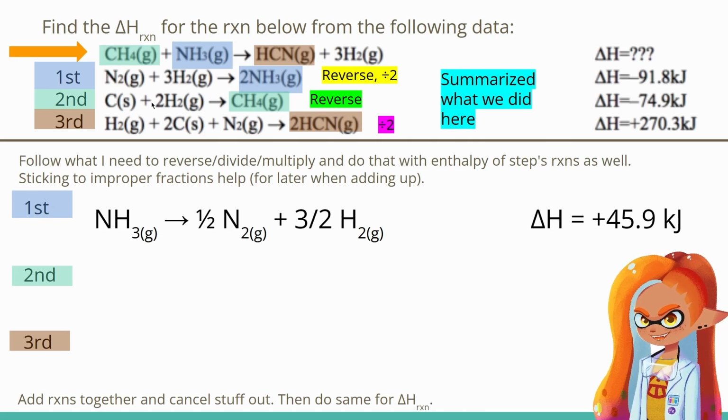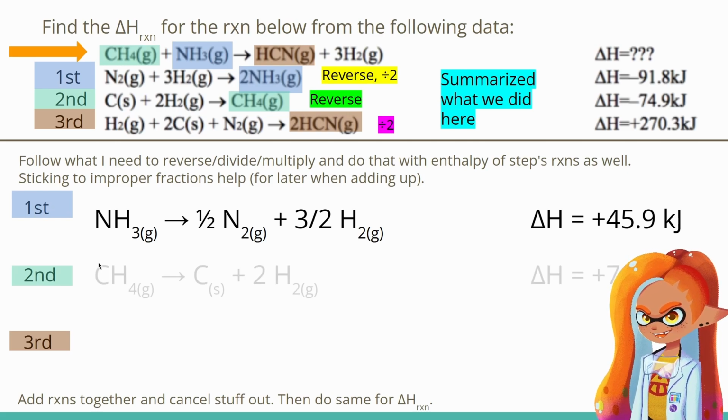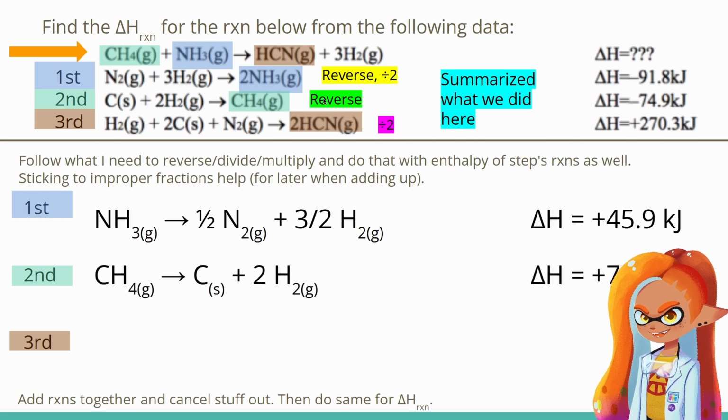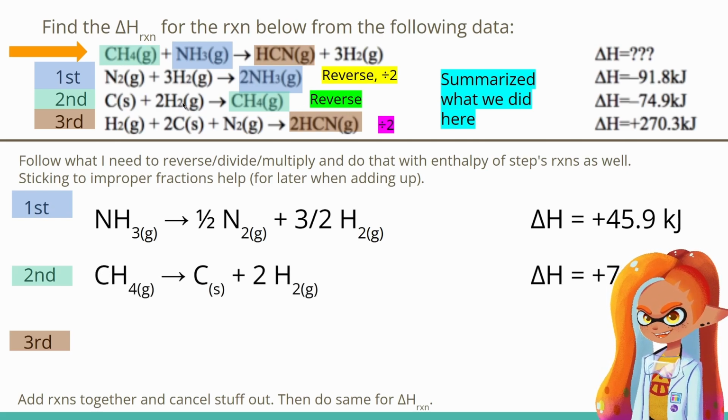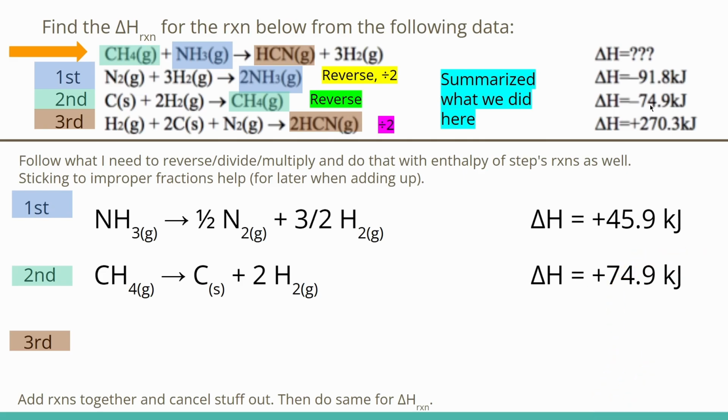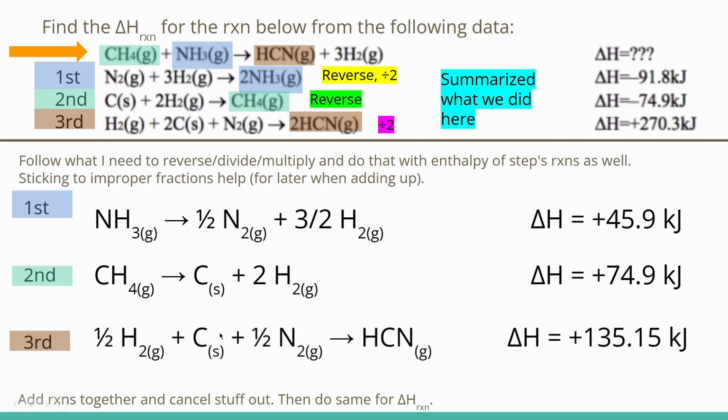And these are the delta H reactions of these steps. Cool. Then I have my second step. So CH4 was flipped to the C and the 2 H's, and so I just flipped the sign. It used to be negative 74.9, but now I have 74.9 positive. And then I have the third step, which is just dividing the whole reaction by 2, and then I divide the delta H by 2.